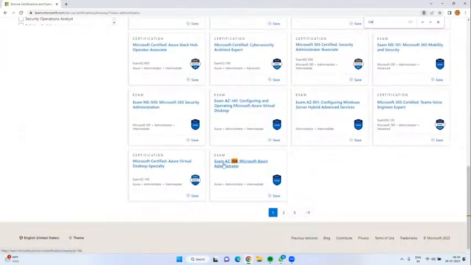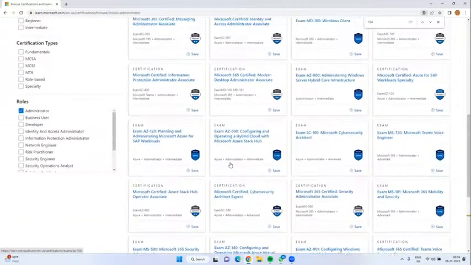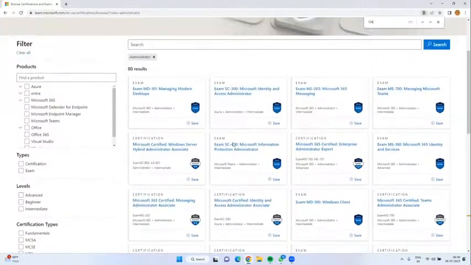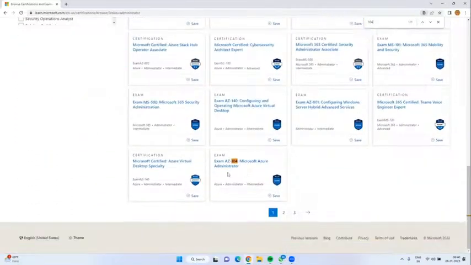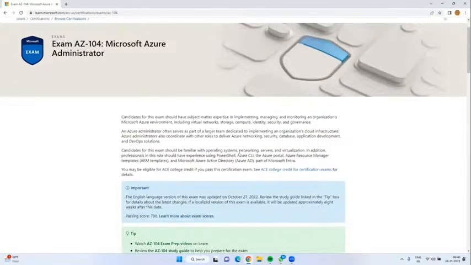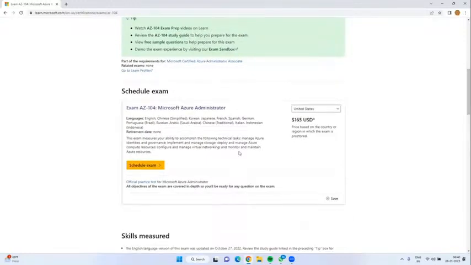And this is the 104. AZ104 Microsoft Azure administration. See, if you observe, we have a lot of certificates. For every technology, we have one certification paper. So the administrator certification number is AZ104. Just click on it. Here you will get the syllabus. You may have a doubt about the certification cost. This is $165, guys. This is 165 USD.